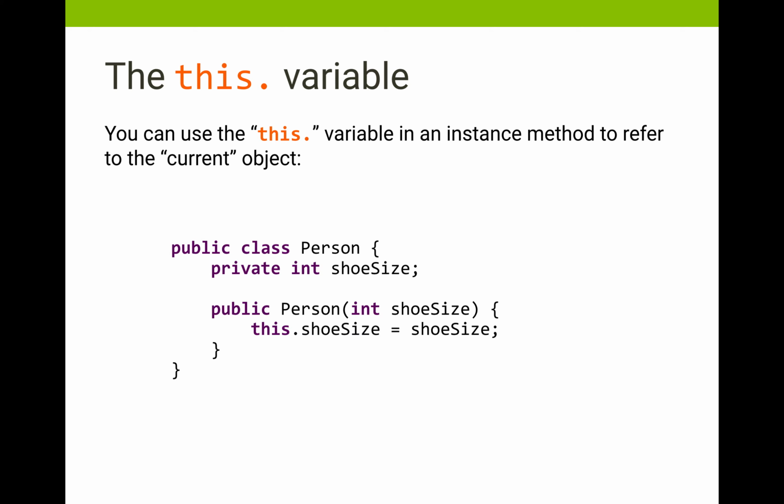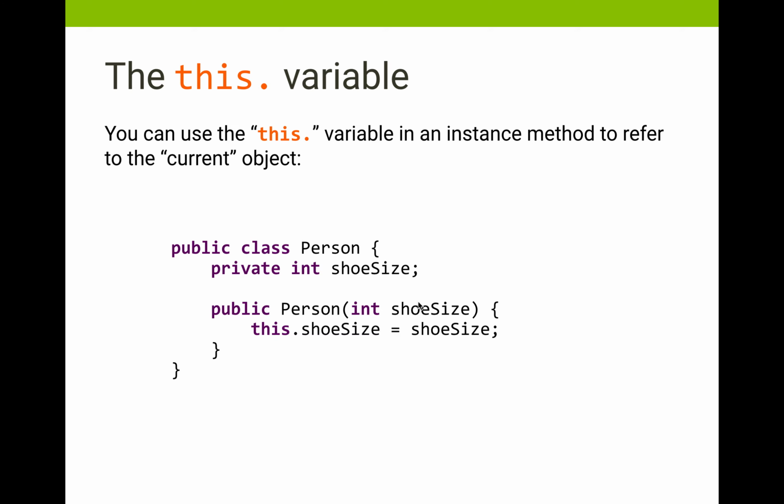Here we go. The instance field here is shoe size. That means every time I create an object of type person, she has her own shoe size. Her very own shoe size. And when I call my constructor Person and pass in the shoe size, wouldn't it be nice if I could call it shoe size because that's what it is?